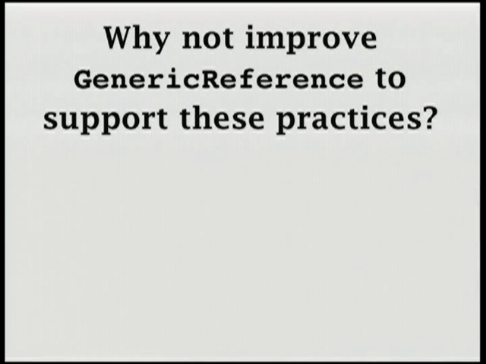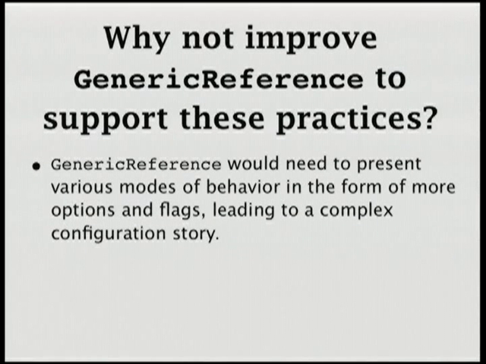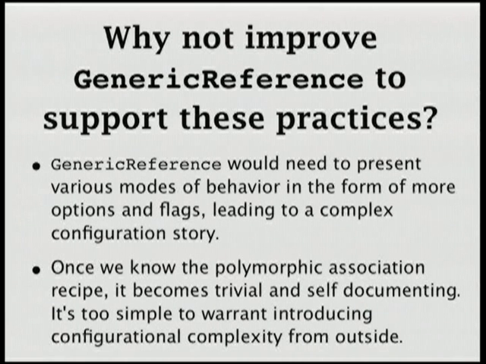So why don't we improve the generic reference system, the magic library, to support these practices? Well, generic reference would need to present various modes of behavior in the form of various options and flags. It might lead to a more complicated configurational story. And I would say that the polymorphic association is actually not that hard to do by ourselves. I consider it to be kind of a trivial pattern. It's kind of self-documenting, and it's actually easier just to have polymorphic association on our own instead of bringing in a third-party library that might have a complicated configurational story.